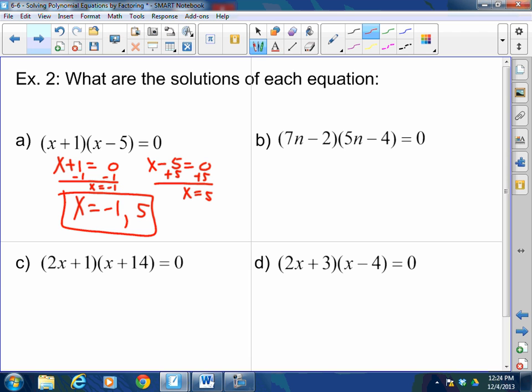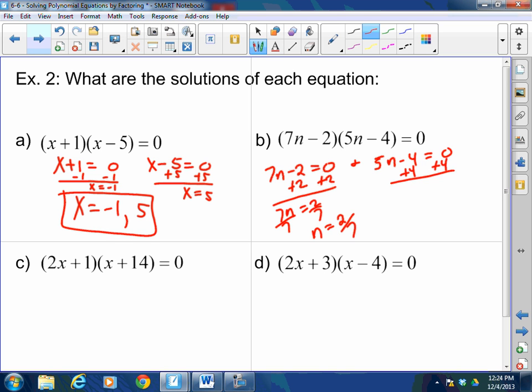Next, 7n minus 2 times 5n minus 4 equals 0. I want to find the solutions. I use the zero product property. 7n minus 2 equals 0, and 5n minus 4 equals 0. Add 2 to both sides. Divide by 7. So n equals 2/7. Add 4 to both sides. Divide by 5. So n also equals 4/5. So my solution here for this one, n equals 2/7, comma 4/5.